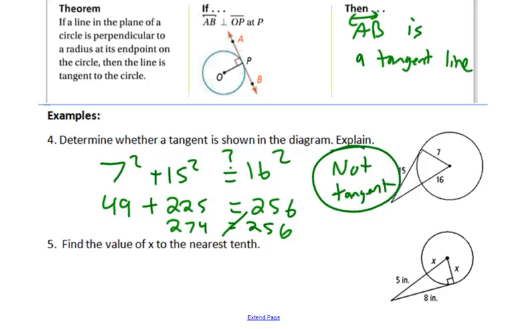So at some point, maybe this will go through another point. I'm not sure how this will work, but it is not a tangent line to that circle.